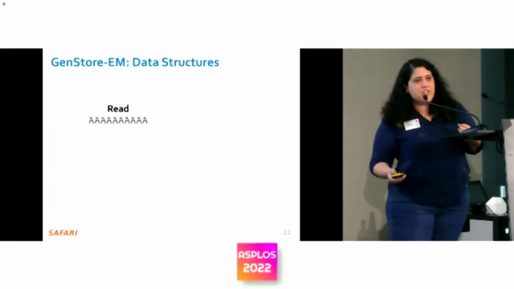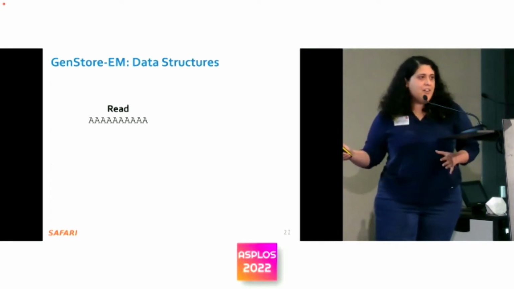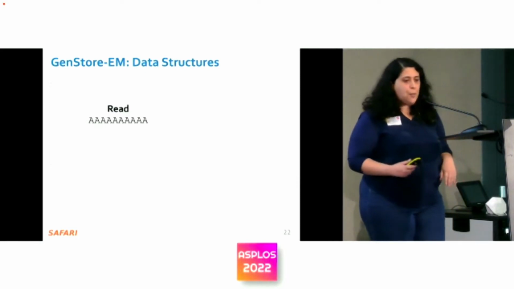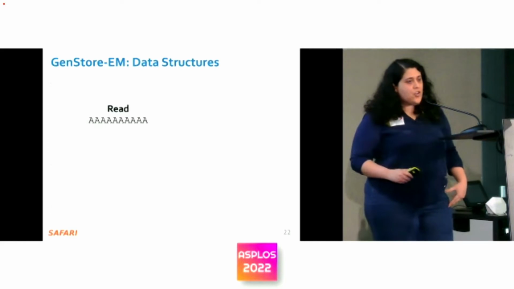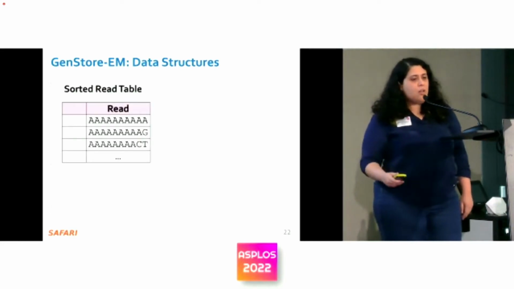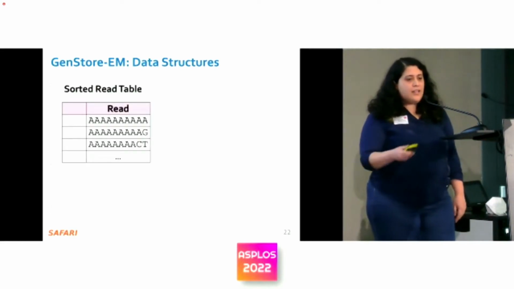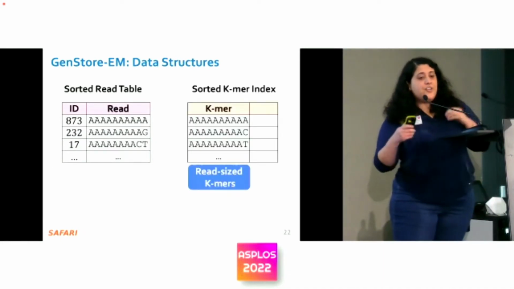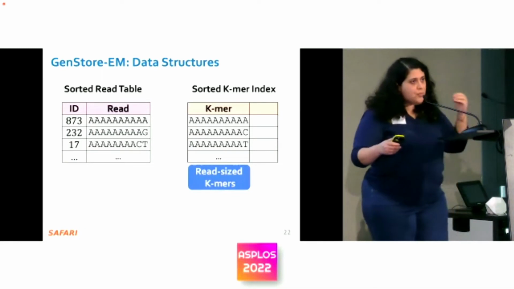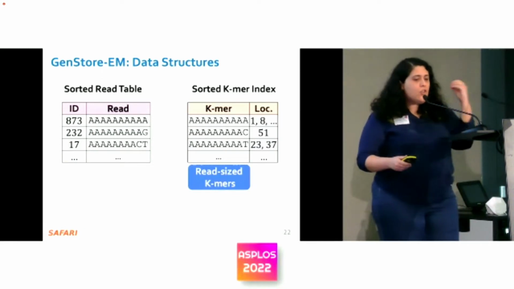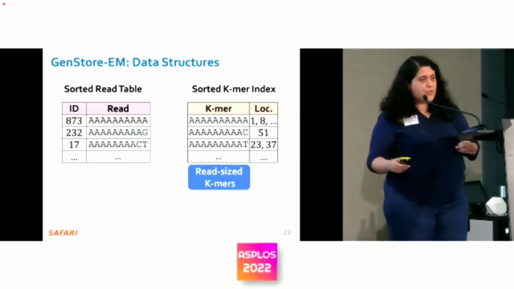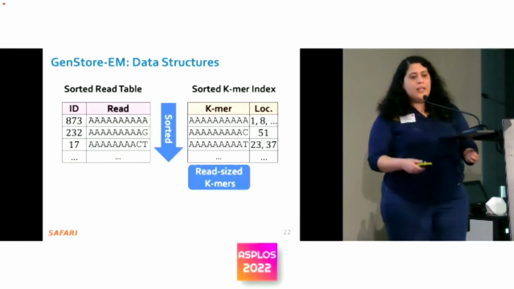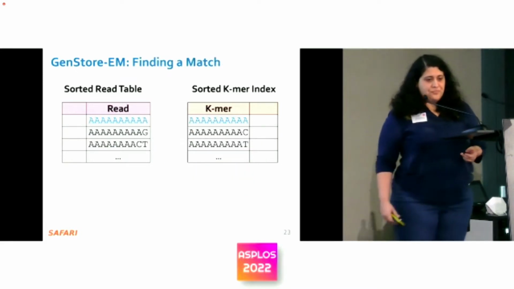So I will dive into it in more detail with a simple example of a read data set that has only 10 characters. Usually they can be a few hundred characters, but for simplicity here, I'm just using a read with 10 characters. So we introduced 2 data structures. First is a sorted read table with reads and the ID of each read, and a sorted k-mer index with read length k-mers extracted from the reference genome, and the locations of these large k-mers in the reference genome. And each of these data structures is sorted alphabetically based on each read and k-mer.